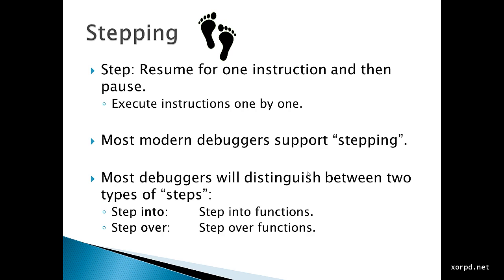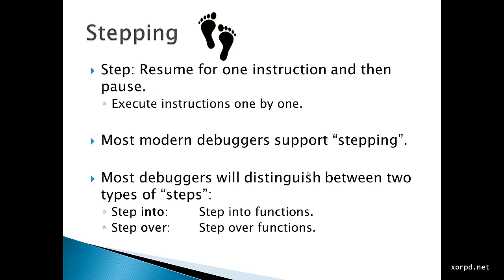The idea of stepping. We've already seen this in the example. Let me explain in a more detailed way what stepping is all about. Stepping is about resuming for only one instruction and then immediately pausing. By stepping, we can execute instructions one by one. We only execute one instruction at a time, and then we can see the effect of this instruction on the total state of the target. We can see the modifications to the registers and also how the memory has changed.